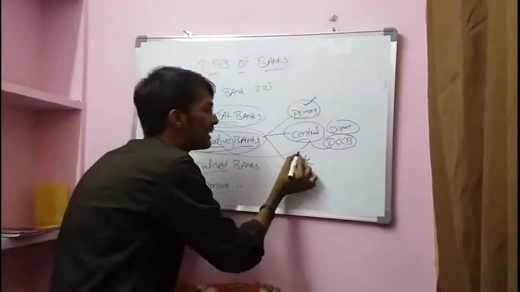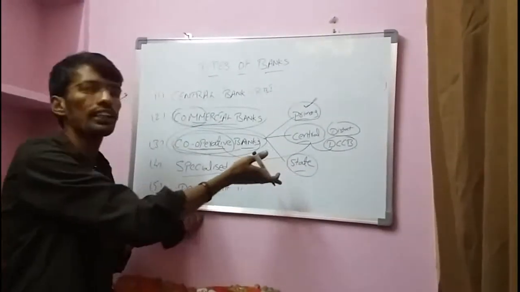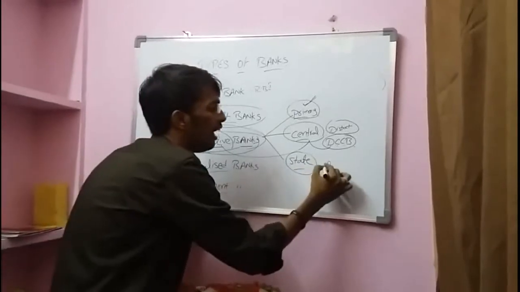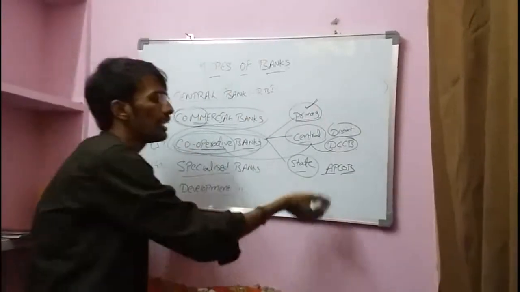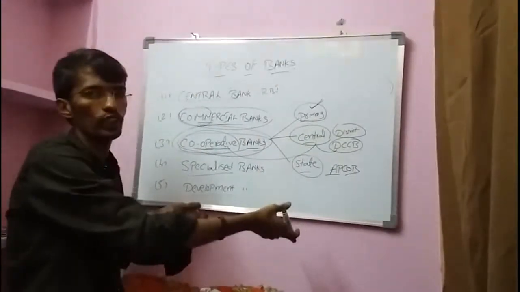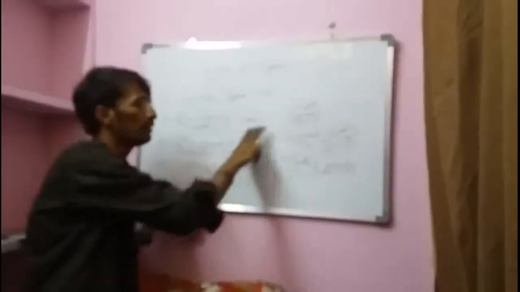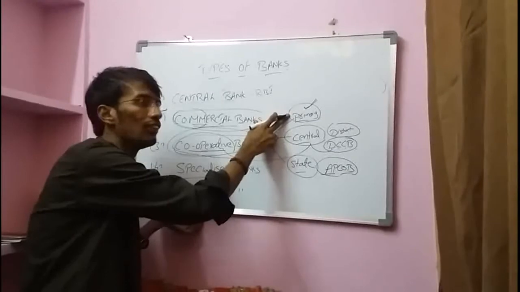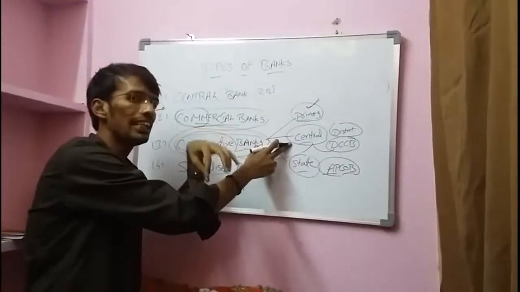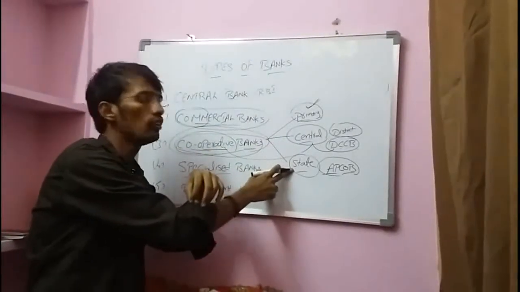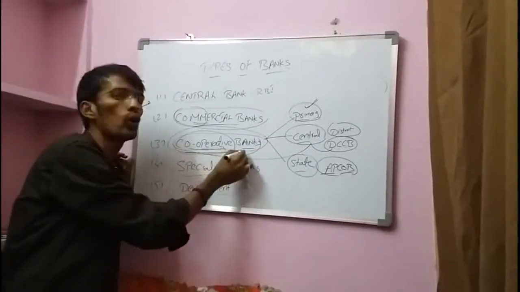And the last one is known as state. State means it works at the state level. For Andhra Pradesh we have APCAB, Andhra Pradesh Cooperative Bank. Maharashtra and other states likewise have their cooperative banks which work at the state level. These are the cooperative banks: primary, which works at the town or village level; second, the central bank, which works at the district level; and last, the state one, which works at the state level. This is known as cooperative bank.